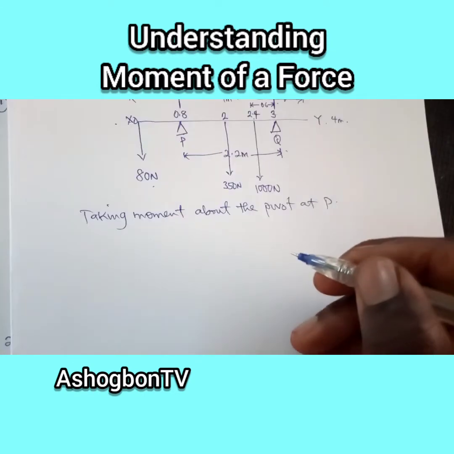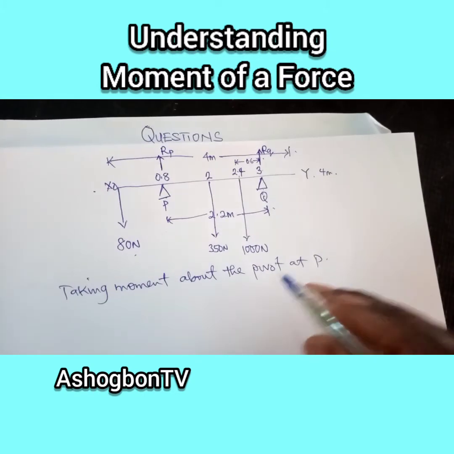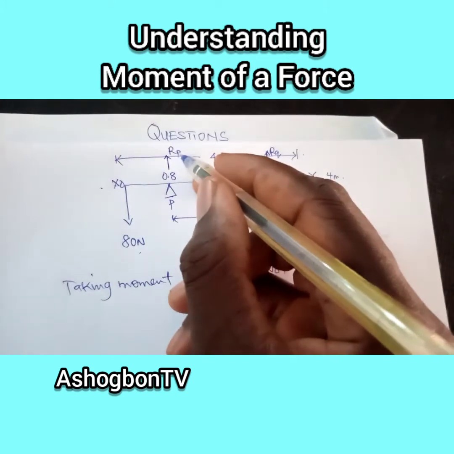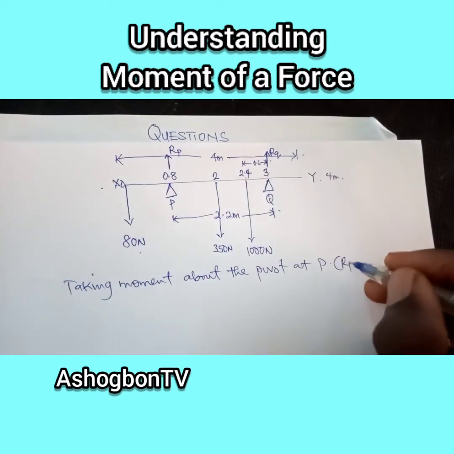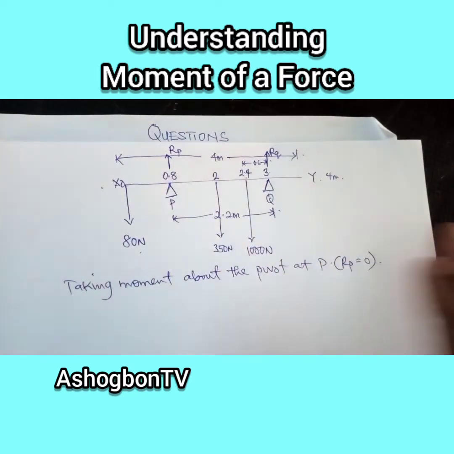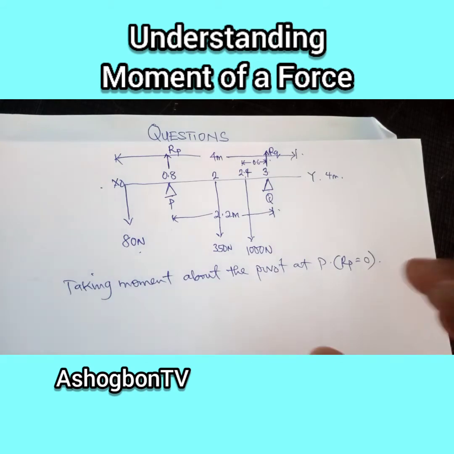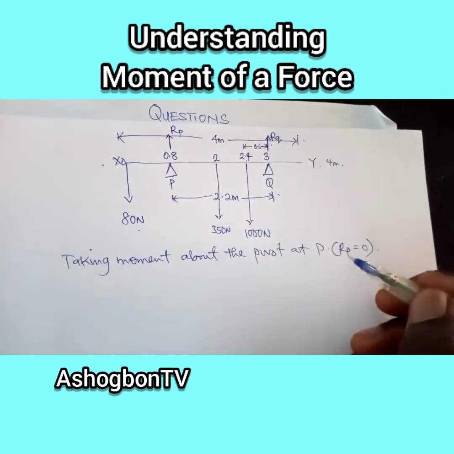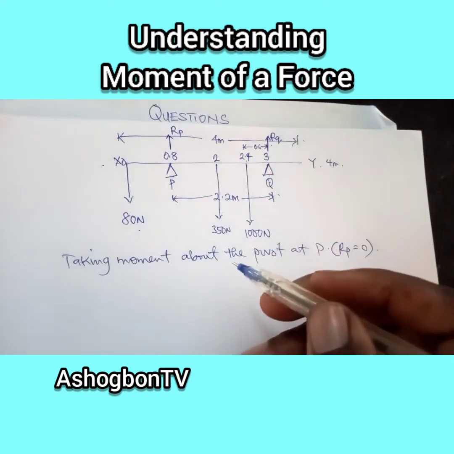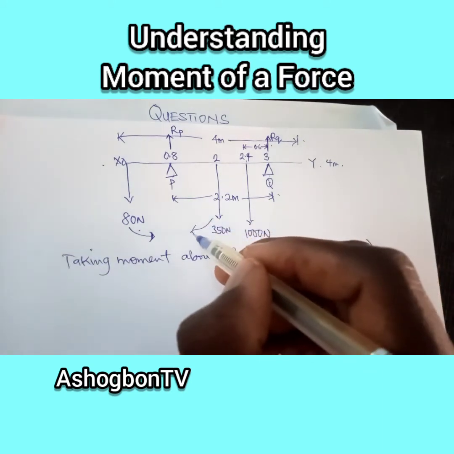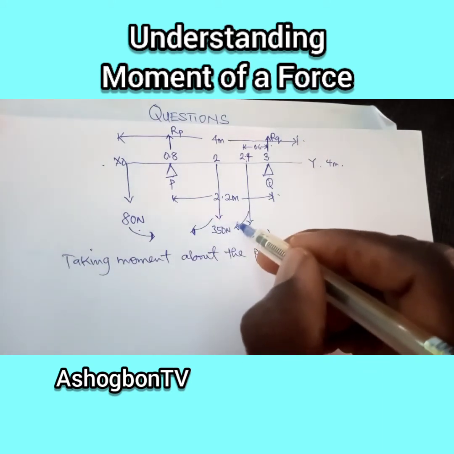If I'm taking moment about the pivot at P, that means the reaction at P will be 0. That's what it means. Any point where you are taking moment from, always have that at the back of your mind, that the reaction at that point will be 0. The first thing is that taking moment here will enable us to know the direction. If I'm taking moment here, this will swing towards P, isn't it? This will swing towards P. This will also swing towards P.